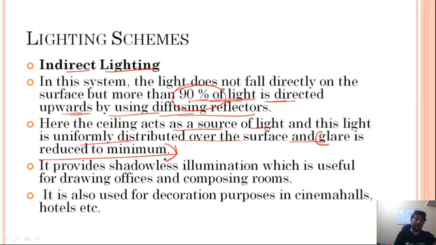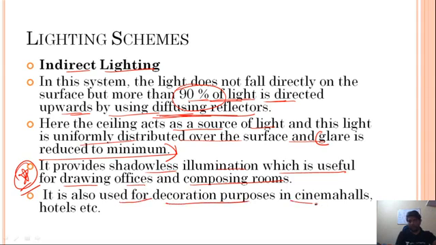In which lighting scheme is glare maximum, in which lighting scheme is glare minimum, in which lighting scheme is a deep reflector used, in which lighting scheme will a diffusing reflector be used. Whatever lines that I underlined over there directly came in the exam. It provides shadowless illumination which is useful for drawing offices and composing rooms. Applications of indirect lighting: drawing office and composing room, and it is also used for decorative purposes in cinema halls and hotels.